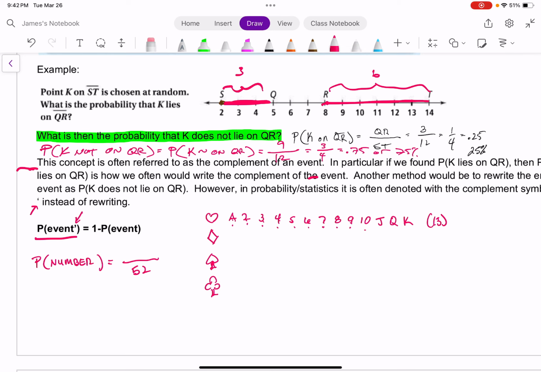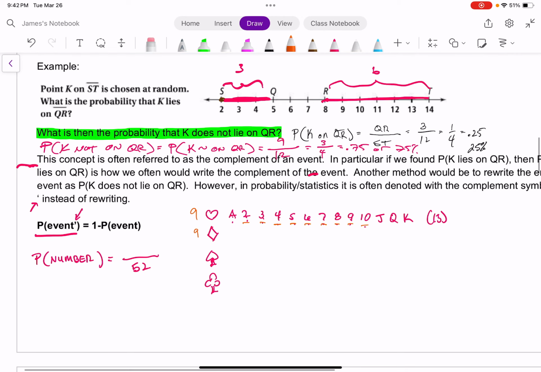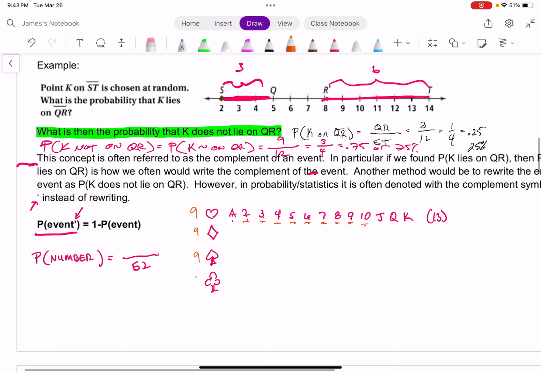So of those, though, how many of them have a numerical value on them? 1, 2, 3, 4, 5, 6, 7, 8, 9 have a numerical value. So nine hearts have a number on them. 9 diamonds will have a number. 9 spades will have a number, and 9 clubs will have a number. So when I say what's the probability of picking a card that has a number on it, it would be 36 out of 52. Let me just add those together.